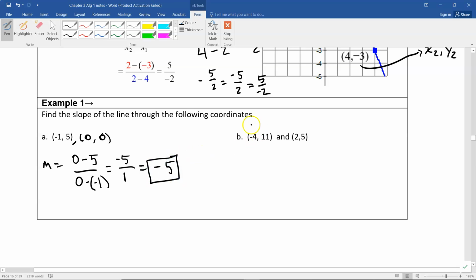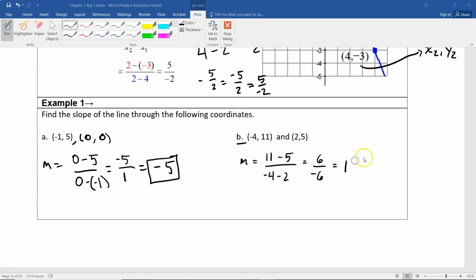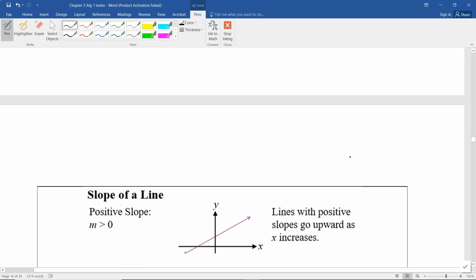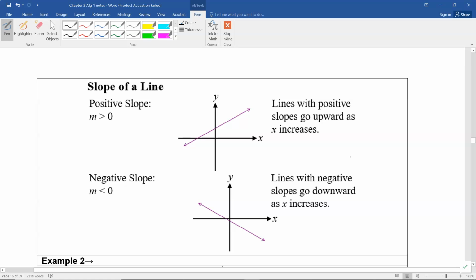So go ahead and try to solve b on your own, and why don't you go ahead and pause the video now and try to do that. Okay, hopefully you went ahead and paused the video and you found that your answer was that the slope was equal to negative 1. Okay, let's move on.